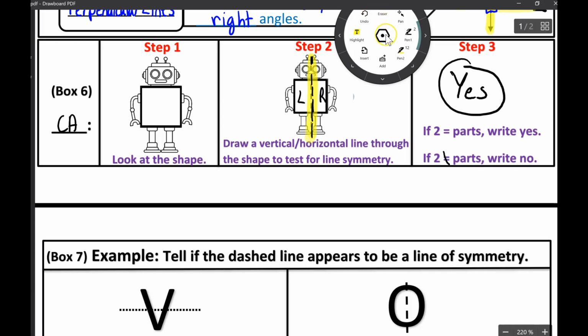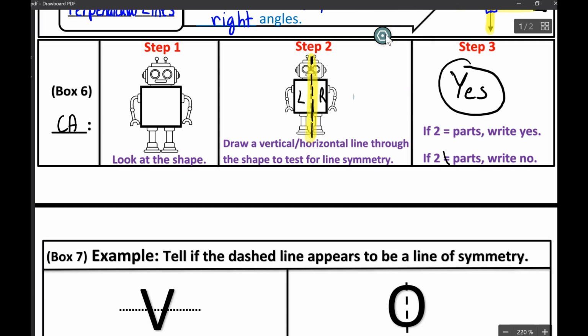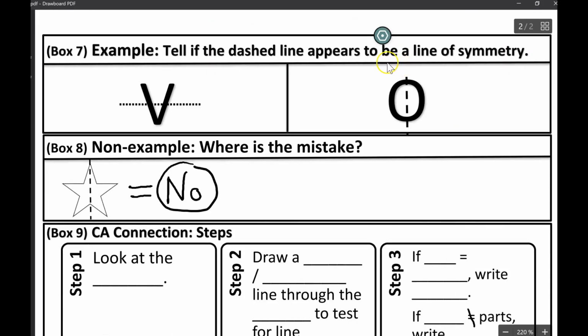But just kind of keep in mind that for the most part, I think in your homework, the line of symmetry is already drawn for you. So basically, you just have to look at that line and tell Mr. Revelo, is it a line of symmetry? Yes, or is it not a line of symmetry? Okay. And remember, line of symmetry, one more time, just means that when you cut an object in half, it produces two equal parts. Okay.